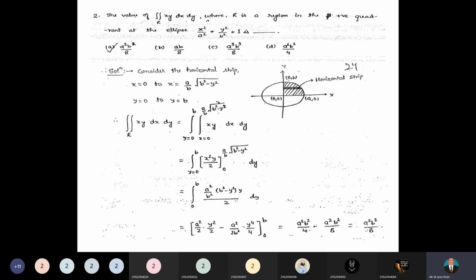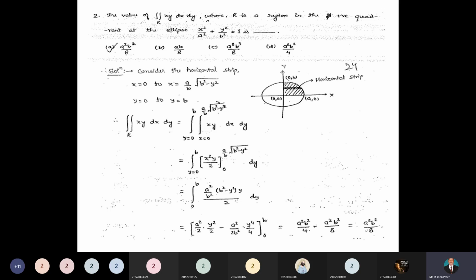So there is no finite constant for a and b; sometimes we may get a and b as some constants. From the ellipse's first quadrant diagram, we have to identify the limits and integrate over that region. For this case, you can integrate both ways. That means you can draw the strip parallel to the x-axis or the y-axis. In both cases you will get the same kind of solution.